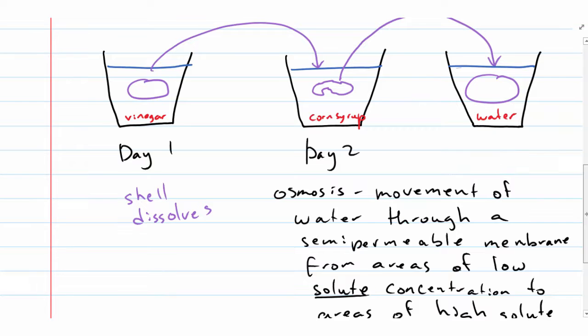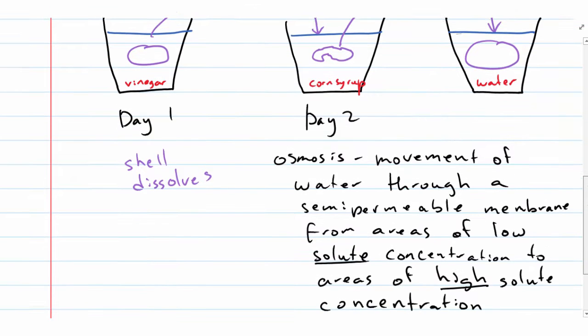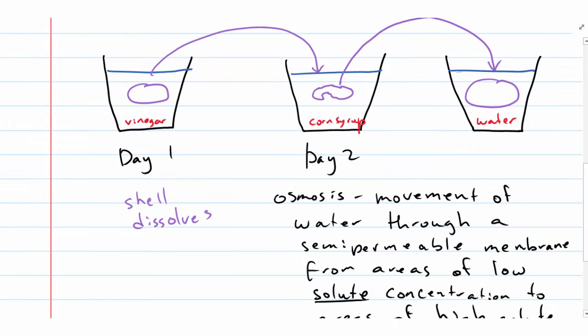So what happens here in the egg is this. Once we put it into the corn syrup, which is really highly concentrated, what's happening to the water is the water is moving out of the egg. And as the water is moving out of the egg into the corn syrup, where the corn syrup is more concentrated, that causes that egg to shrivel up.